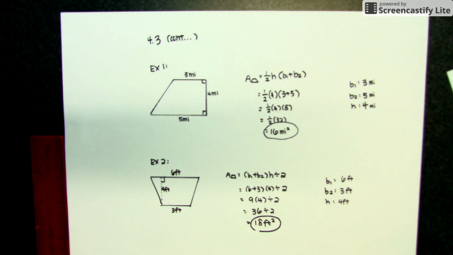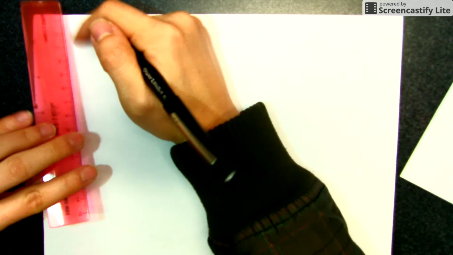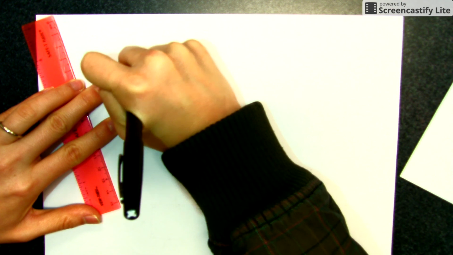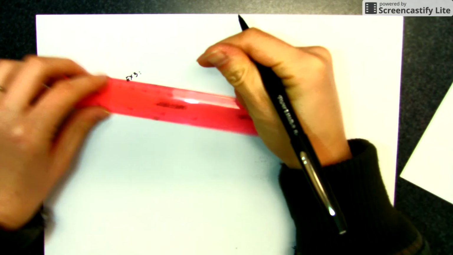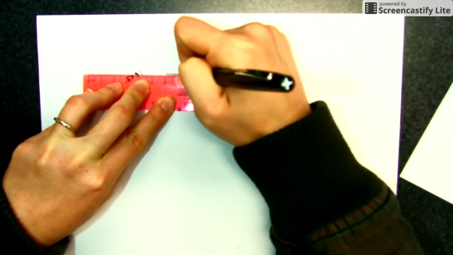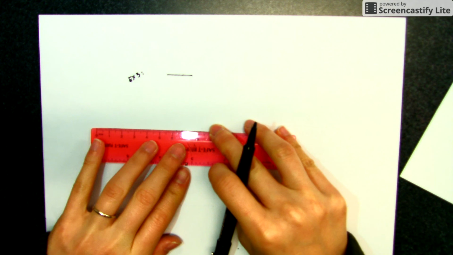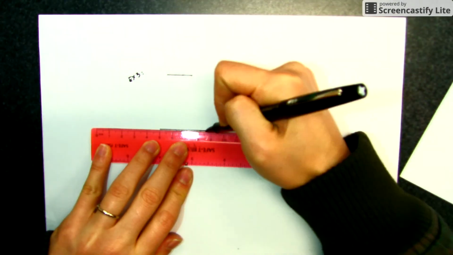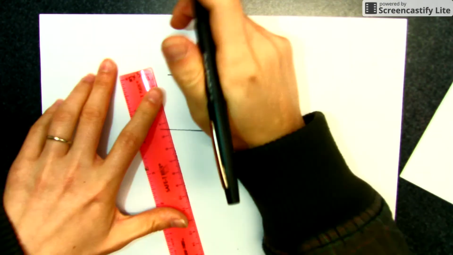Now, I'm going to do one more example of this, and that's going to be a different version. Sometimes a trapezoid will look like a parallelogram. In order to know the difference, it's this. I'm going to do one last example. So I'm going to draw a trapezoid. This and this are parallel.